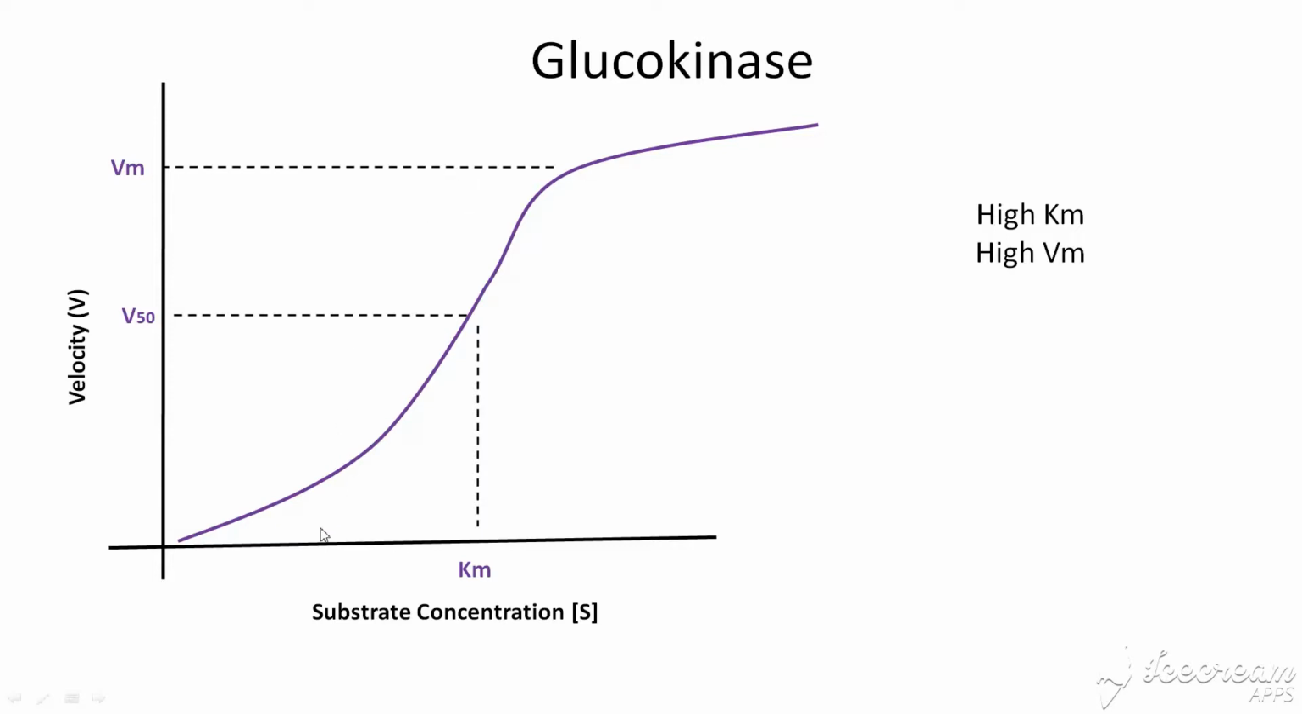The last thing that you have to notice about this graph is that it's a sigmoidal curve. And this means that glucokinase has a cooperative characteristic, meaning that when the first glucose molecule binds to glucokinase, it's going to be easier for the next glucose molecule to bind and produce product.